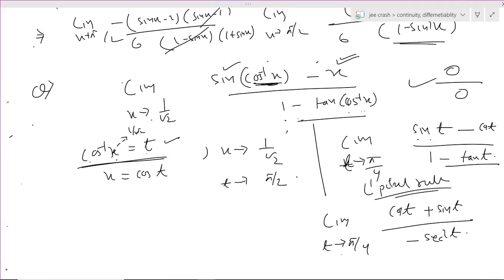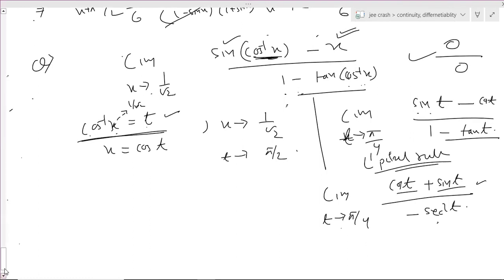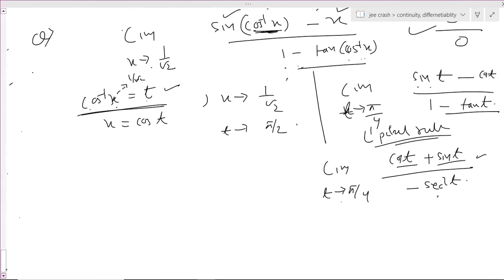Now let's try to put pi by 4. So 1 by root 2, 1 by root 2. So this is not 0. And what is sec pi by 4? Root 2. So this is 2 by root 2 whole divided by minus root 2 square. So you can get the answer very easily. 2 and 2 is cancelled. So minus 1 upon root 2 is the answer. Is it clear, everyone?